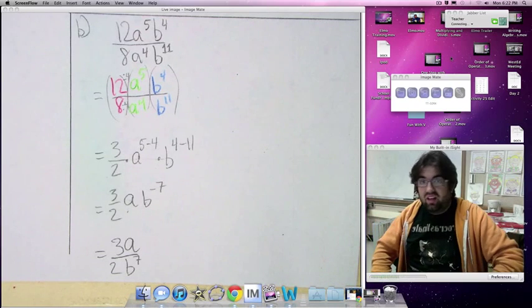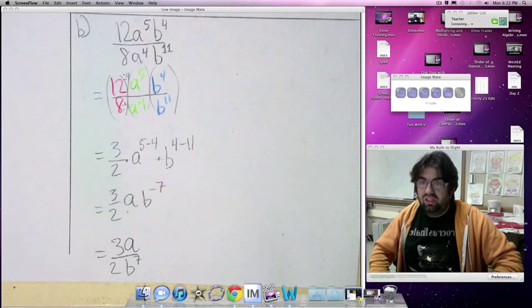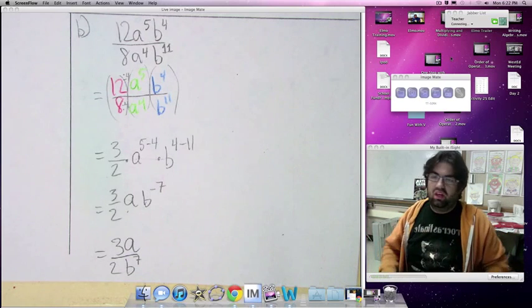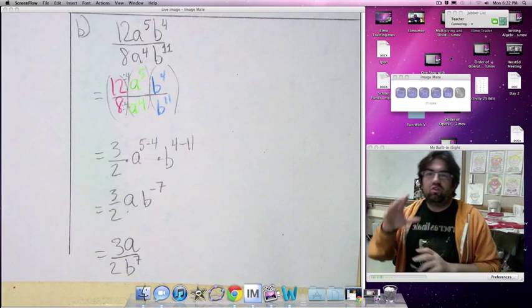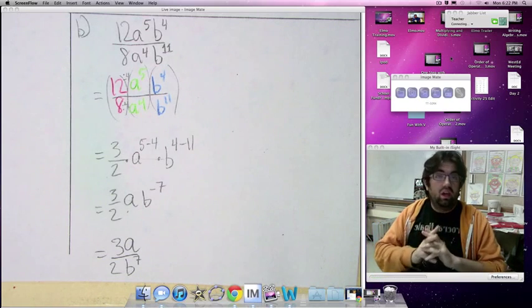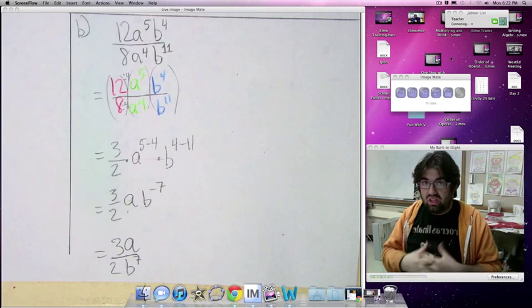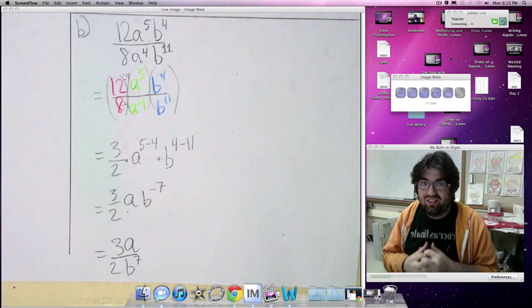Yeah, it's a lot of stuff going on. A lot of properties, a lot of keeping track of different things. But if you stay organized, you color code, it really makes it a lot easier, especially the color coding. So bring some crayons and colored pencils to class.